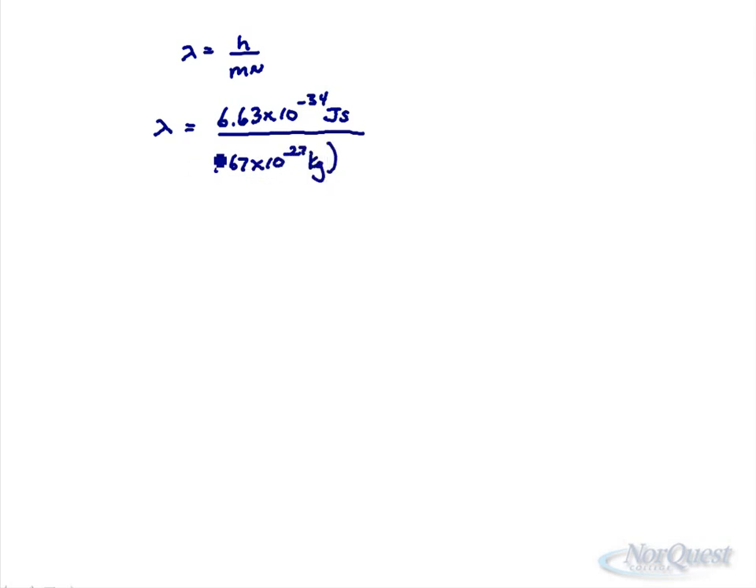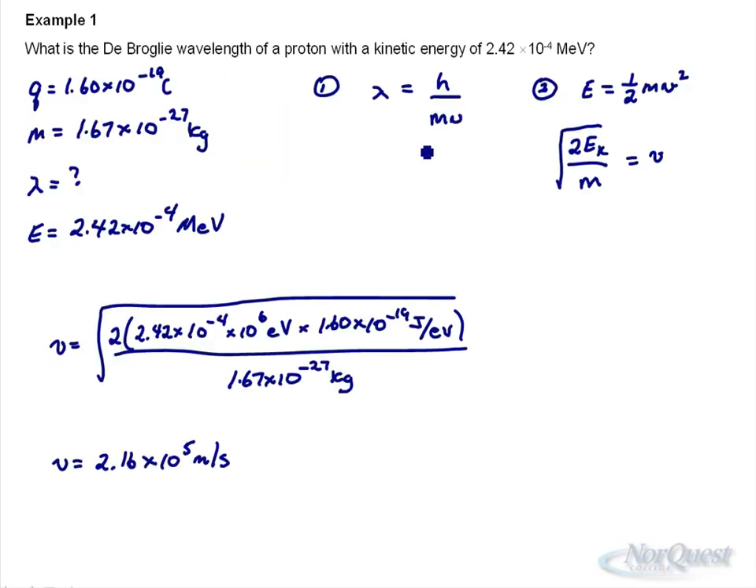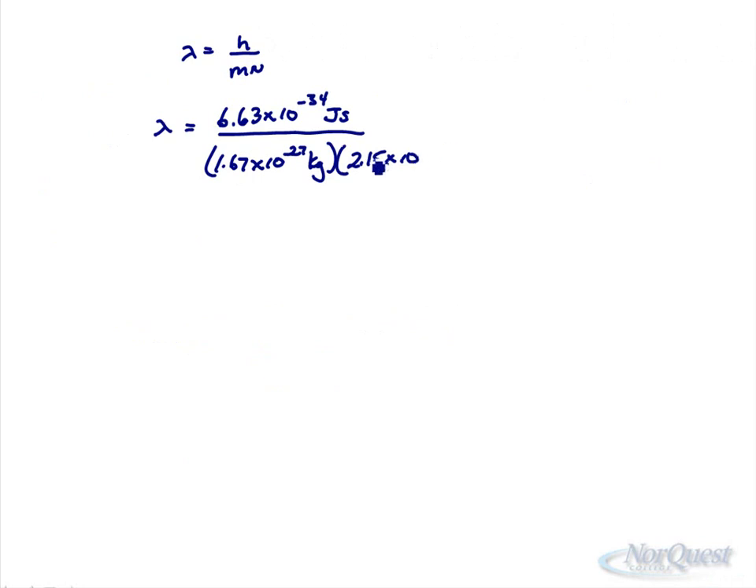So if you go to the wavelength equals h over mv, wavelength equals 6.63 times 10 to the negative 34 joule seconds divided by 1.67 times 10 to the negative 27 kilograms times the velocity, I think it was 2.16 times 10 to the 5 meters per second.